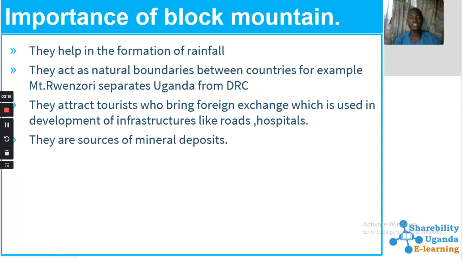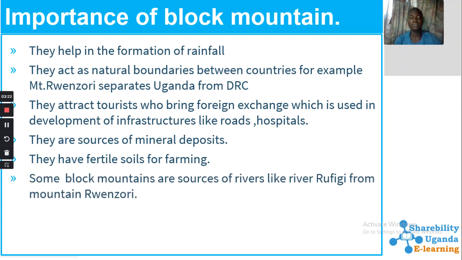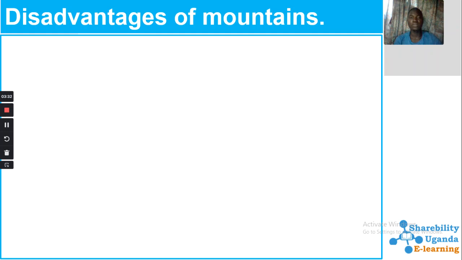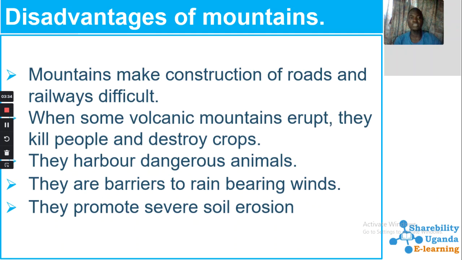They are sources of mineral deposits. They have fertile soils for farming. Some block mountains are sources of rivers like River Rufiji from Mountain Rwenzori. They are natural habitats for wild animals. So we shall look at the disadvantages of mountains.